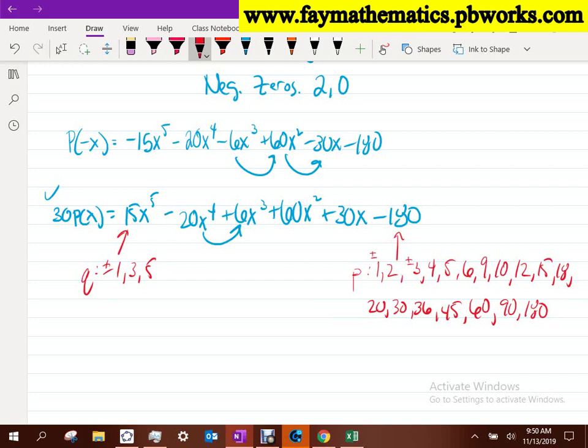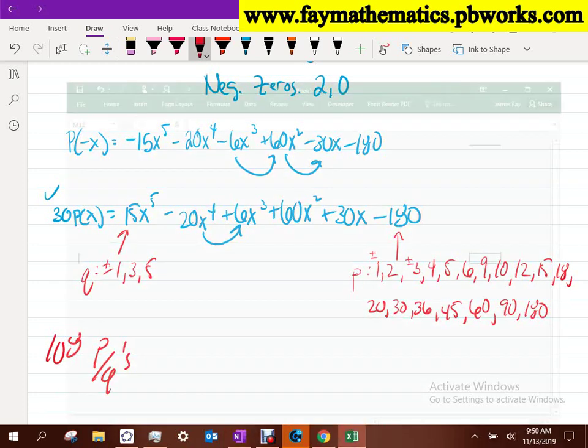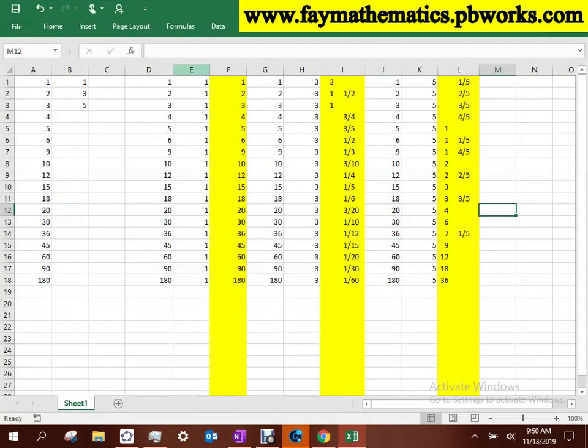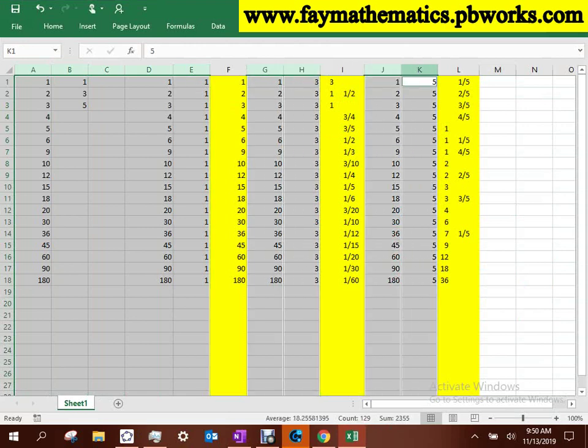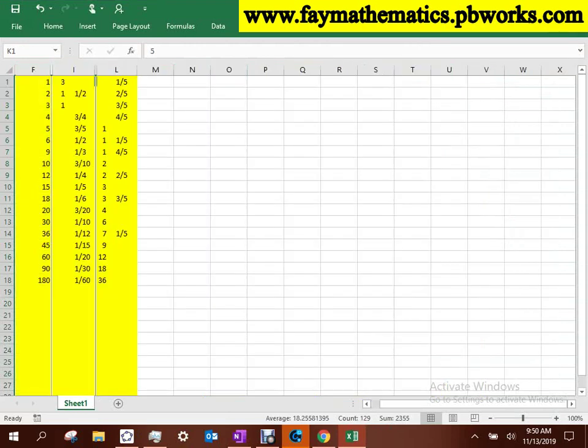54, right? 54 P over Q's. But they're plus or minus, so that's 108 P over Q's. Would you want to do synthetic division with all those 108 P over Q's? No. Okay? Now, I've used Excel here to make things a little bit easier for us. I don't want to have to write down what all those P over Q's are, so I'm using Excel to help me do it a little more efficiently.